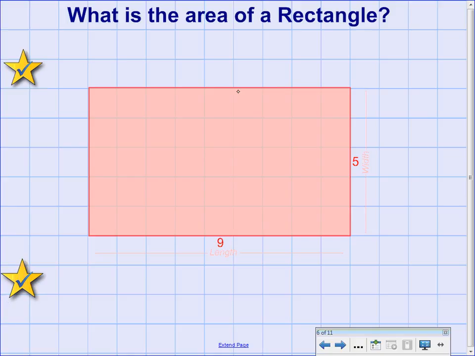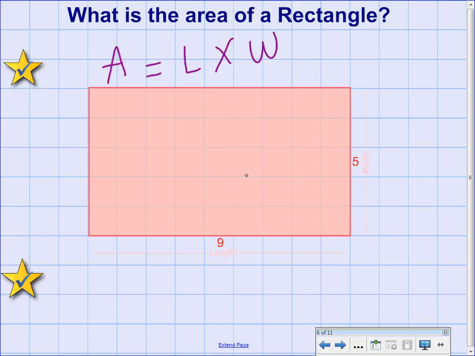For perimeter, we need to know all these side lengths. For area, we only need two, but you need to make sure you don't have these two. You need one of these and one of these. And then to solve for area, you simply multiply them together. So there is a formula for area. It is area equals length times width.